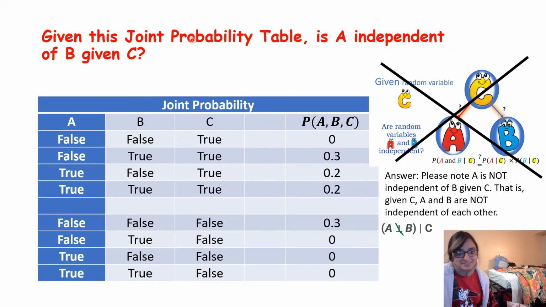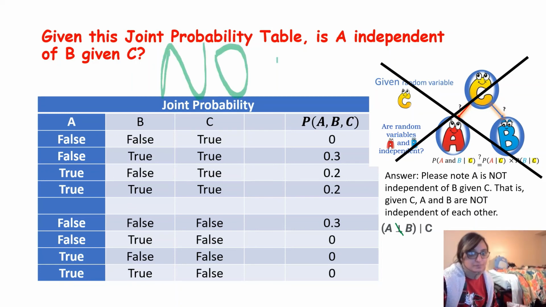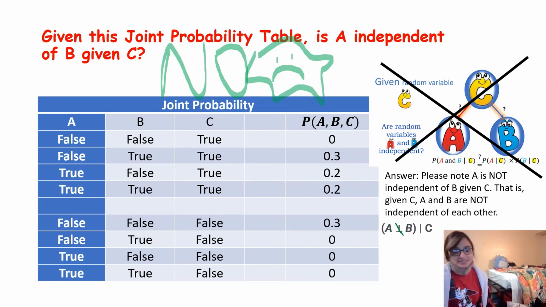If I ask the question, given this joint probability table, is A independent of B given C? The answer is no. A is not independent of B given C. There is at least one situation where that is not the case for one set of values of A, B, and C, but in fact we found 4 such situations, and those usually center around C being false in our situation, as you can see.